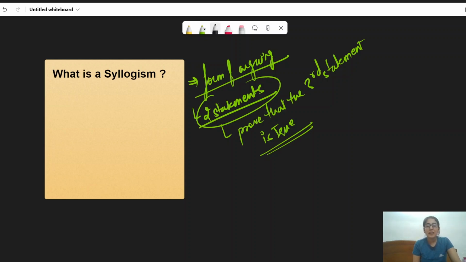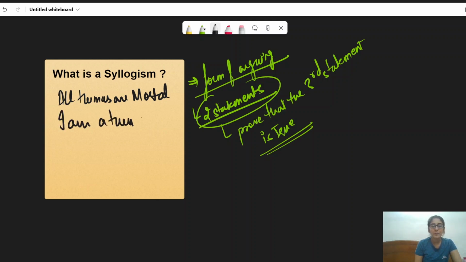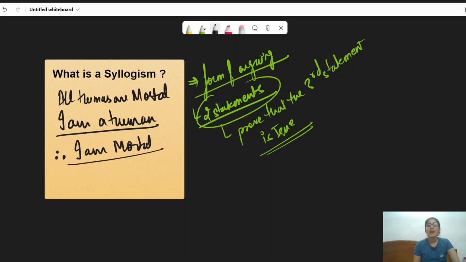If this seems difficult, let's first discuss the example so that you can simply understand what we are saying here. So I'm saying all humans are mortal. Then I'm saying I am a human. So from these two, I'm concluding that therefore I am what? I am mortal. So what is happening here? This is a form of an argument, right?